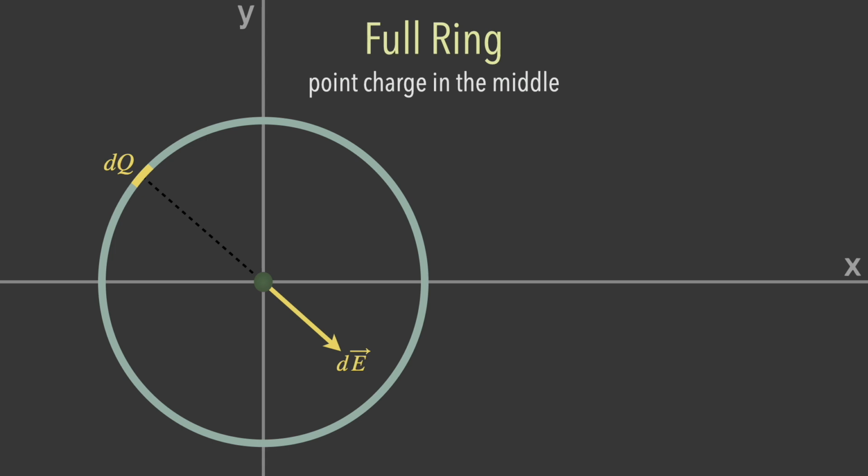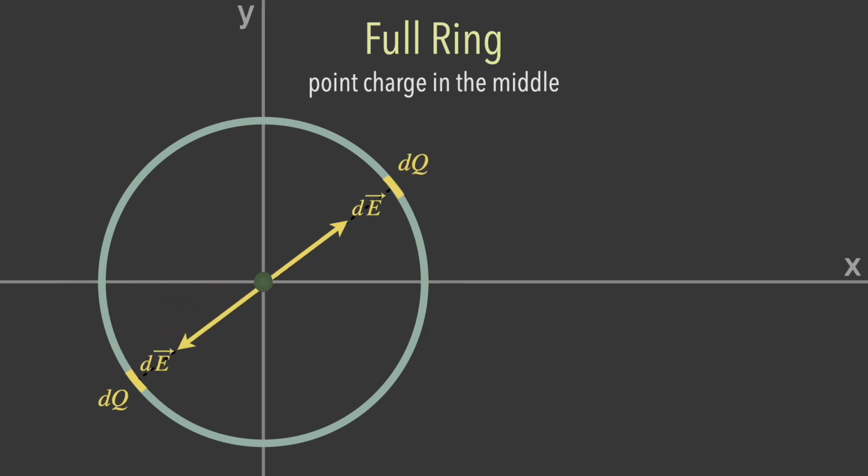If we go directly across, we'll see that another dq, towards which the dE is pointing, produces a dE in the complete opposite direction. Now, this is true for anywhere on the ring, and you'll notice that all of these vectors are equal in magnitude and pointing opposite in direction. And since they're equal in magnitude, they cancel each other out. That means right in the center of the ring, the magnitude of the E field equals 0.